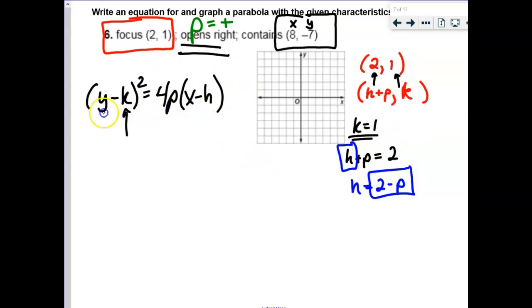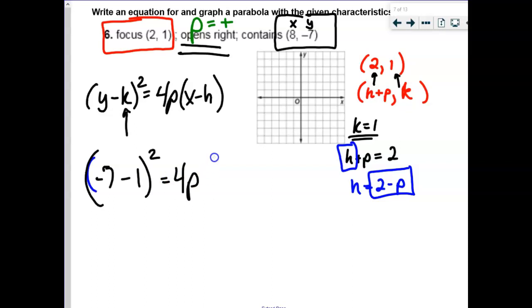So let's go to our equation here and plug in everything we possibly know, including the random XY ordered pair. So we know Y is -7, minus 1. We just found out K is 1. That quantity is going to get squared. I have no idea what P is, so just leave it as 4P.